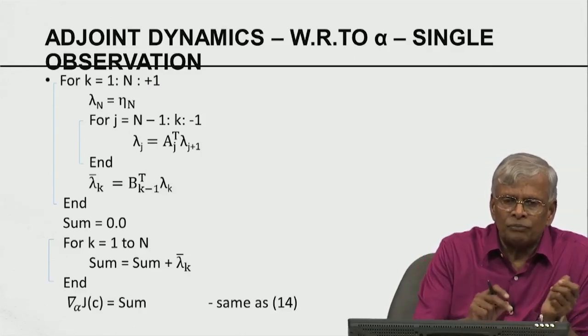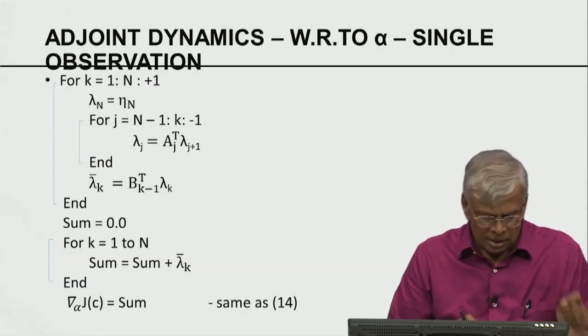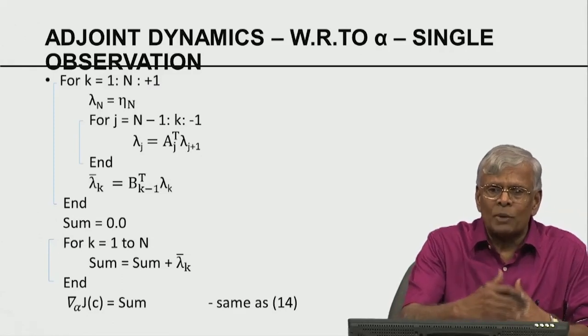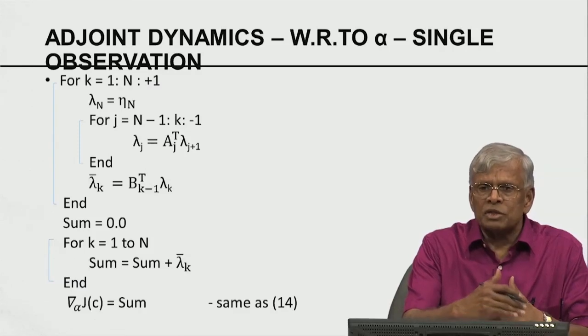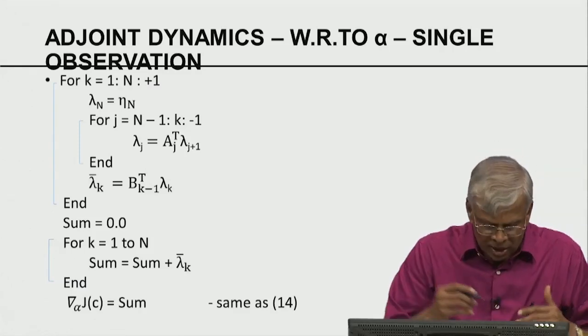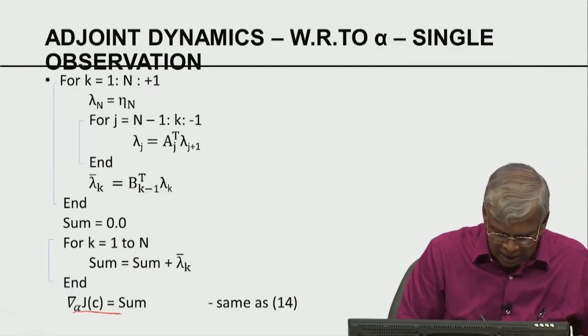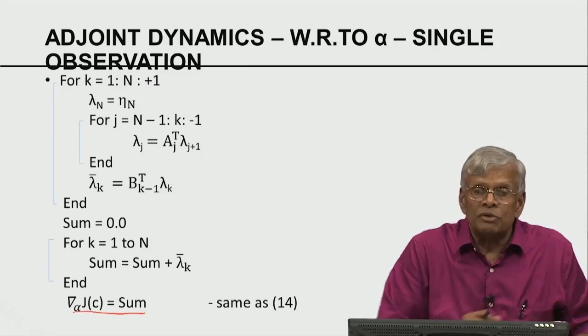I am not going to go over this line by line. You can readily verify the correctness of this program, and this is the backward adjoint code for adjoint sensitivity computation with respect to the parameter. And what is the end result of this? It computes delta alpha with respect to the parameter alpha. That is the adjoint sensitivity with respect to the parameters.